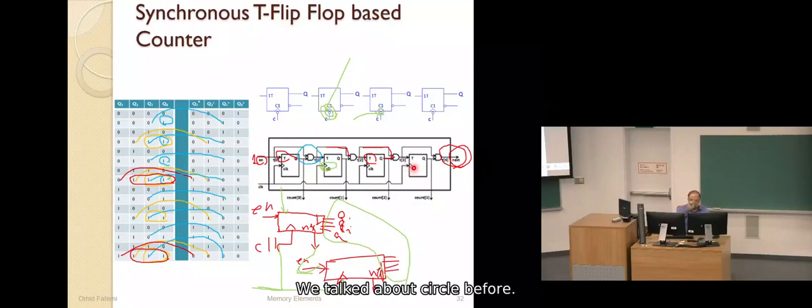And we talked about circle before. Circle is an inverter. So whenever you have a circle, it means active low. And when it is with the edge, it means falling edge. Okay?